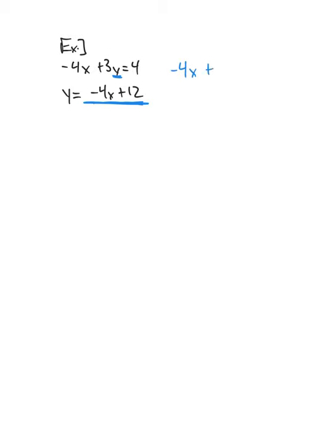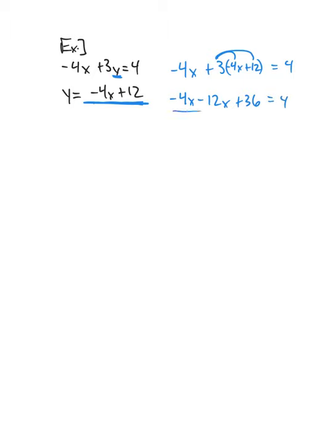Negative 4x plus 3, guys, I'm substituting for y. I'm substituting negative 4x plus 12, then equals 4. So you can see this is that top equation. I took the y out and substituted in negative 4x plus 12. Why is that useful? Well, if I start simplifying this equation, meaning I distribute my 3, I'll get minus 12x plus 36 when I multiply that 3 in there, equals 4.